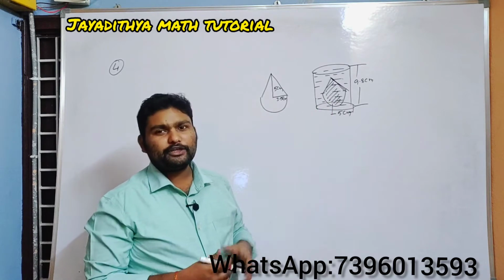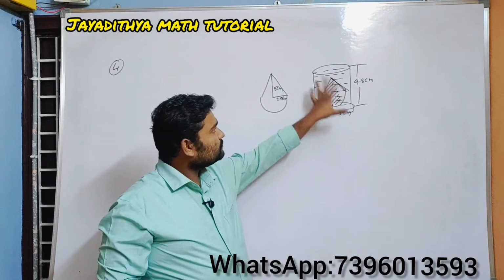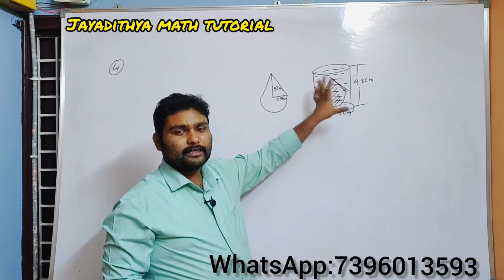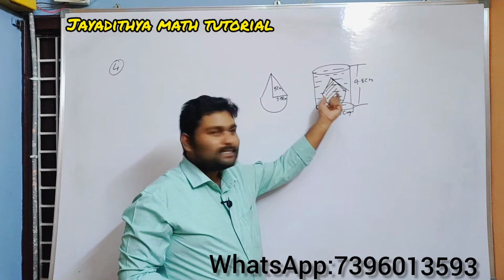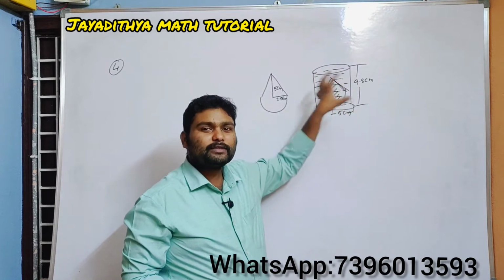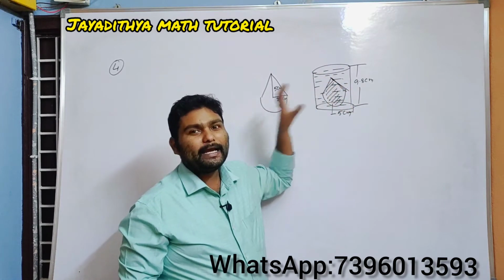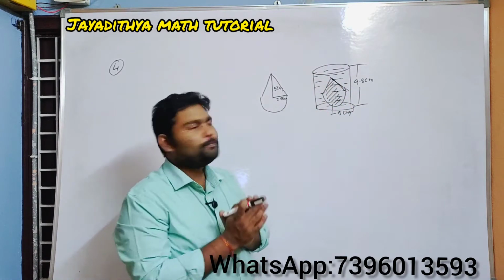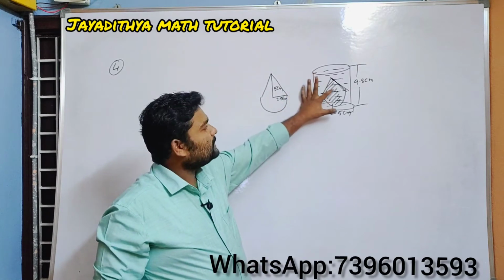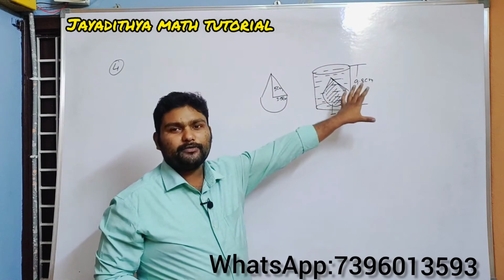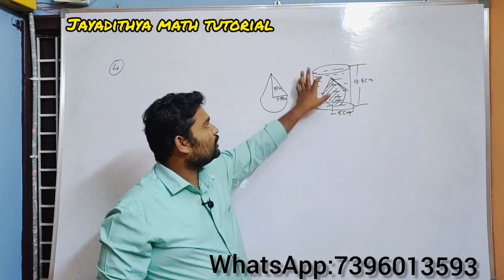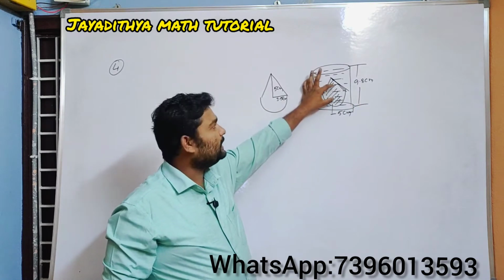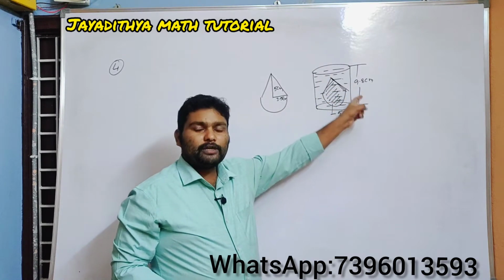Here also we can use the same concept. Initially the beaker has full water. After immersing the solid, some water has left out, so there is some remaining water now. You should find the volume of that remaining water. Simply, the volume of the water left plus the volume of the solid must be equal to the volume of the cylinder.